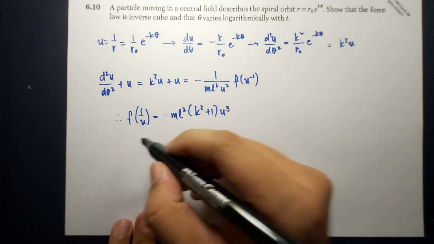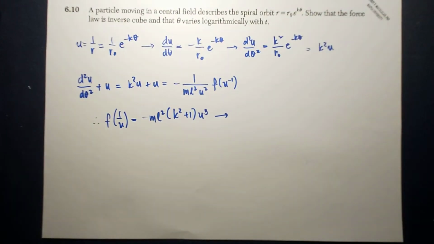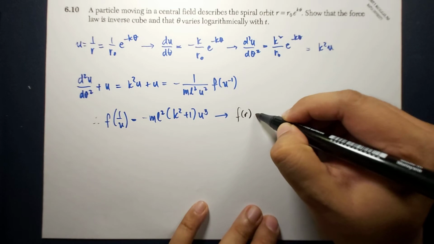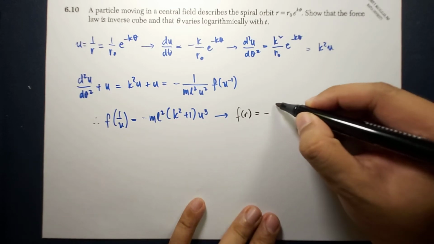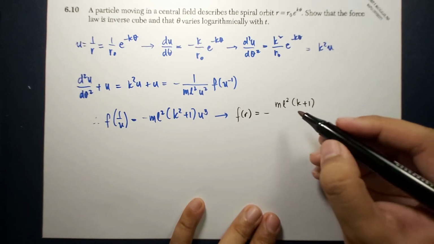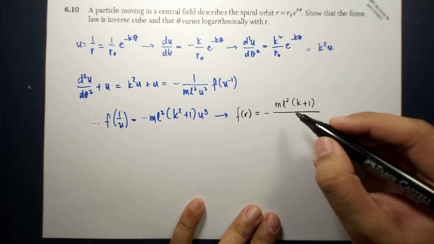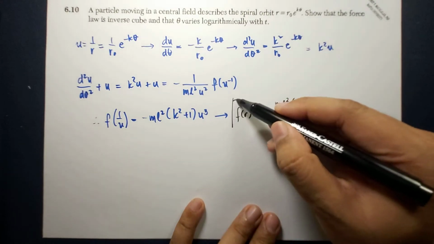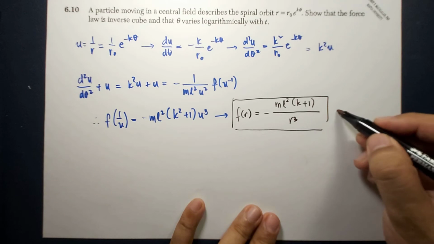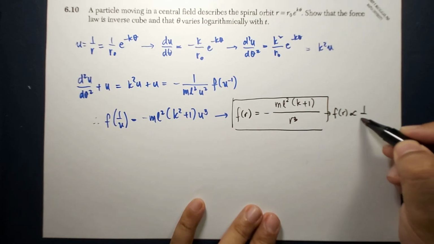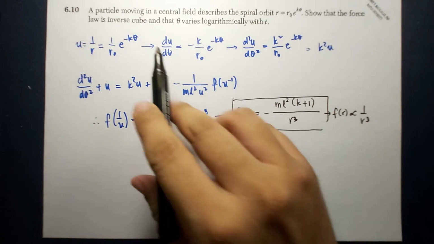So that the force function, so function of r, is equal to negative m l squared (k squared plus 1) all over r cubed. So here we showed that F varies with 1 over r cubed, which is an inverse cube.